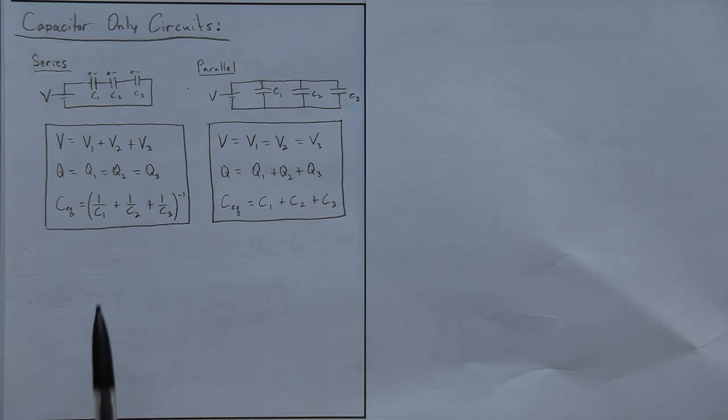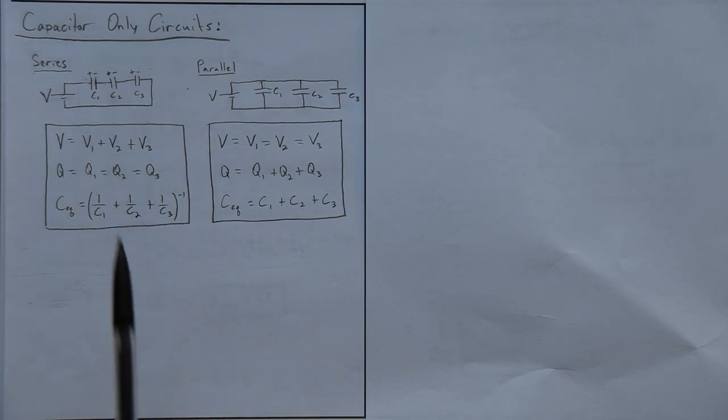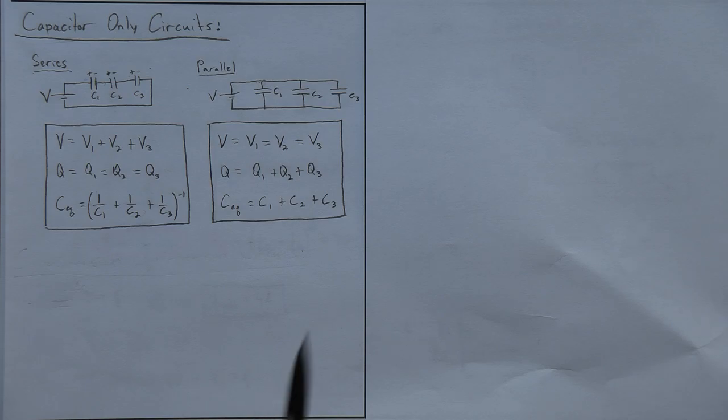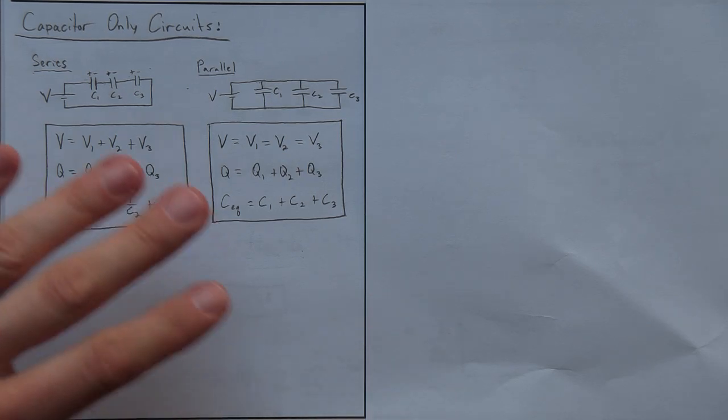The equivalent resistance rules are switched. This is the parallel resistor rule. It applies to series capacitors. This is the series resistor rule. It applies to parallel capacitors. Okay, so just keep that in mind. So this is just basic application.